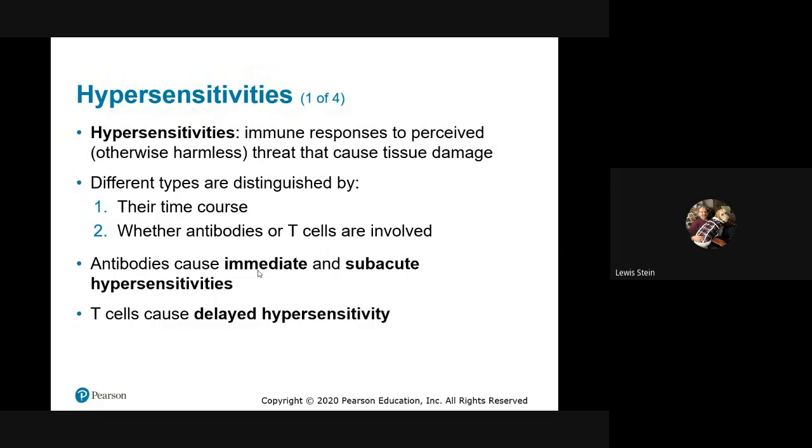And they go away, and the pollen comes out, and the ragweed of the fall. Here we go. So their time course and what kind of antibodies, or are they T cells? And now we're talking about immediate, subacute, and delayed. The delayed is about T cells. That's where we start talking about the TINE or TB or MANTU, all the tests that we do for tuberculosis.